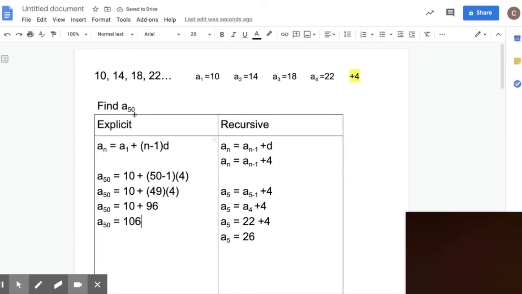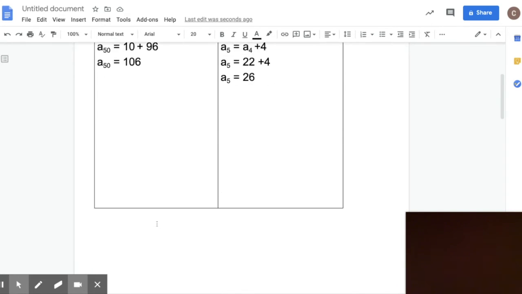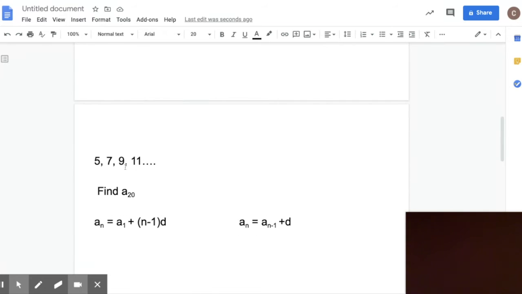Do you see, because we were looking for the 50th term, we chose to use the explicit, not the recursive. Let's look at one more example. Remember this sequence we looked at earlier? Well, this time they want us to find which term? The 20th term. So once again, I do not want to continue this to find it. I'm not going to use recursive. Instead, I'm going to use explicit. So what do we know about this sequence? Yes, the first term is 5. Super important. We start off with our first term of 5.